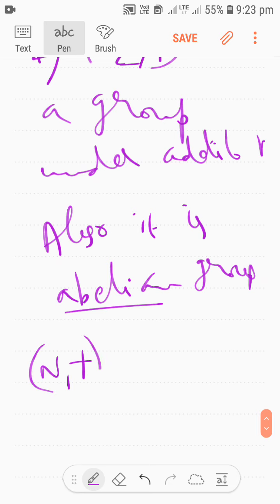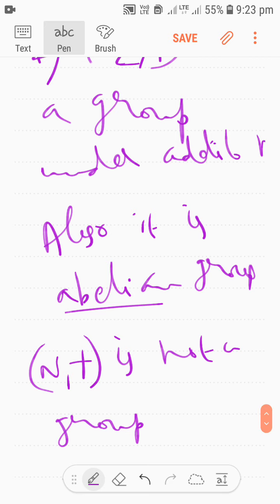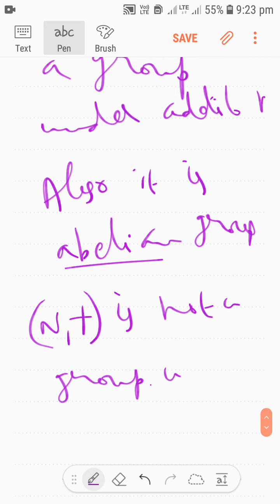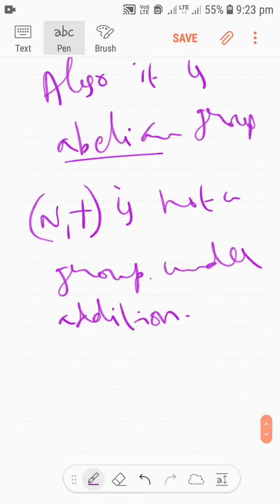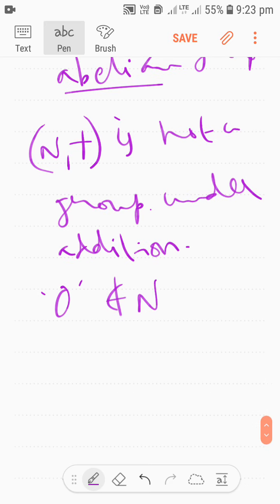Like that, N comma plus. Natural numbers, it is not a group. Why is it not a group under addition? Because the additive identity is 0. But here 0 does not belong to the natural numbers. So N comma plus is not a group under addition.